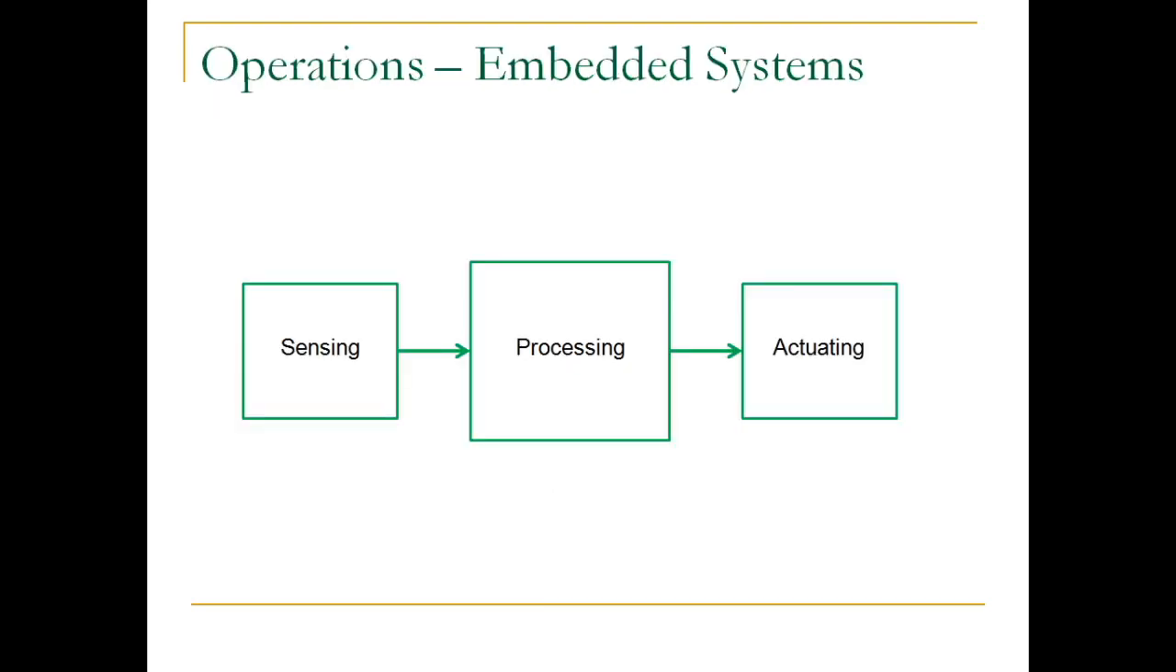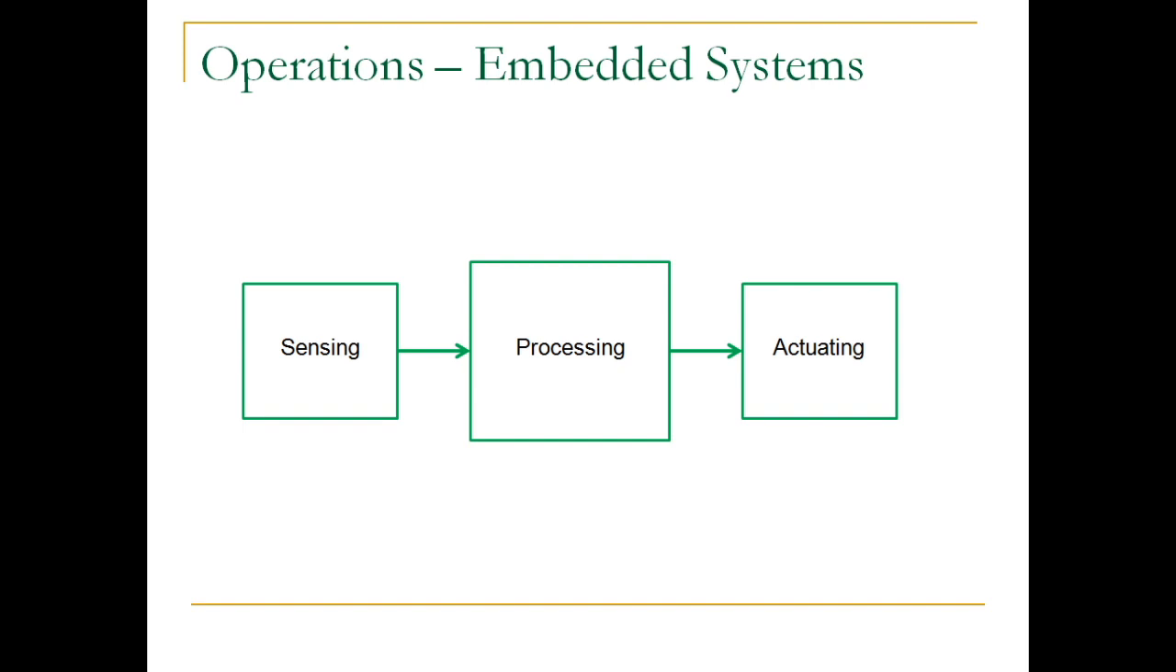So let us see what are the basic operations done by an embedded system. These are the basic three operations. Whatever embedded system you are taking, only three operations will be done. First operation will be sensing, second operation will be processing, last operation will be actuating. Whatever embedded device you are taking, whatever operations they are doing, can be classified into these three categories.